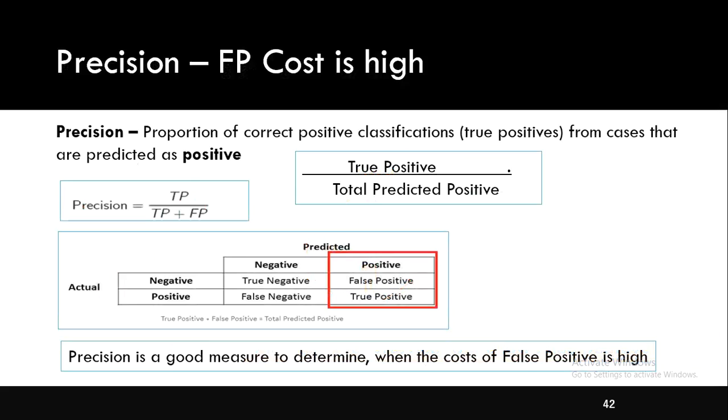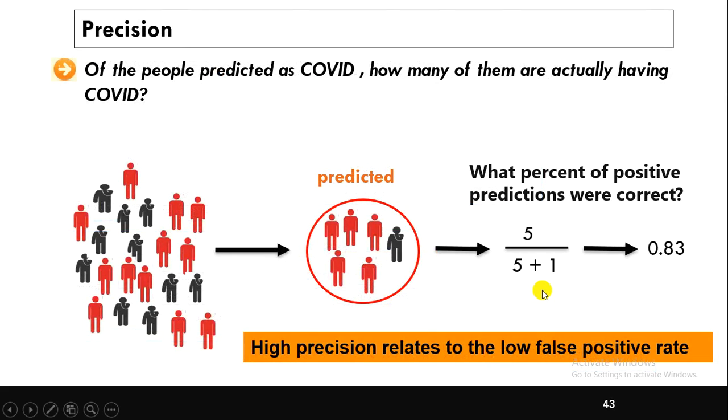That is what precision says. Precision is a good measure to determine when the cost of false positive is high. Now let us use this example to understand the precision clearly. Look at this. In this case, my model predicted 6 people are having COVID infection. Out of the 6, 1 is false positive.